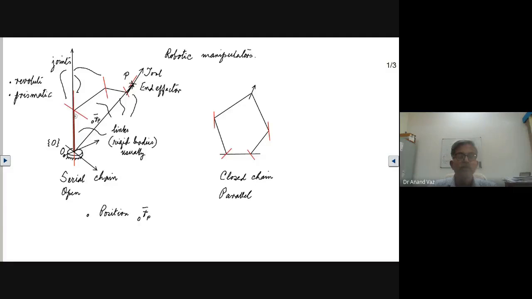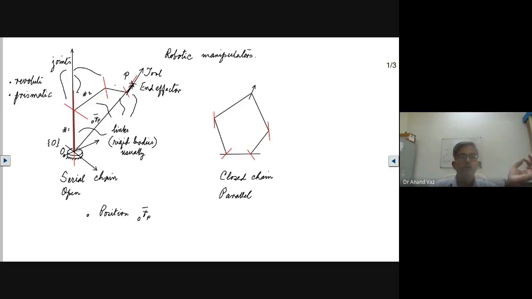Now, suppose we fix a frame on each of these links. So we fix a frame on link 1. Let us say this is link 1. We have link 2, link 3, and so on. We have n links. So the numbering goes on like this because it's a serial chain manipulator. It goes usually from the base to the tip.